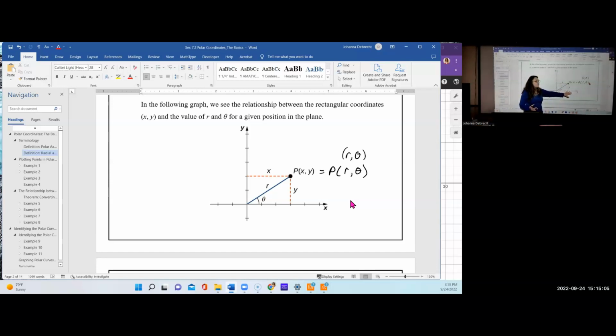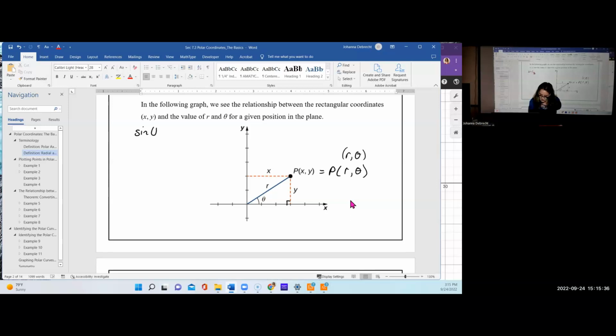Now, this, of course, forms a right triangle. You know this is going to be a right angle right there because this dashed line that's labeled y is parallel to the y-axis, so it is perpendicular to the x-axis. And this gives us some relationships that we can see from this triangle between x, y, r, and theta. Let's go ahead and write down what some of these relationships are. We're going to use right triangle trigonometry.